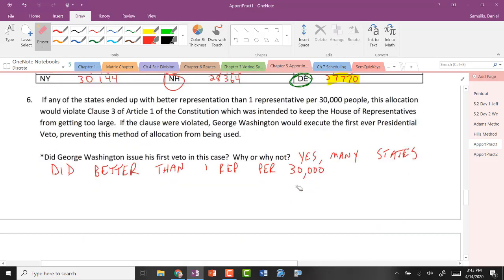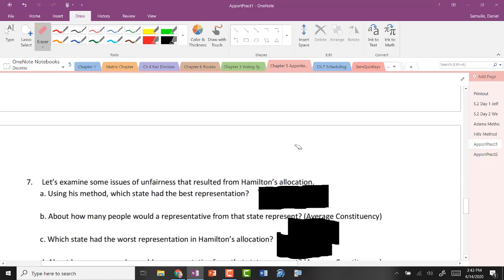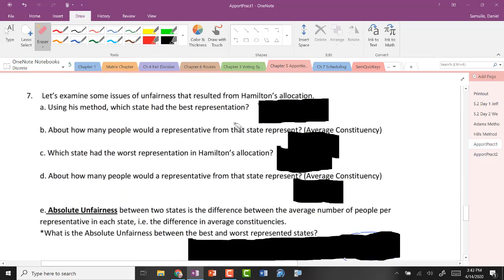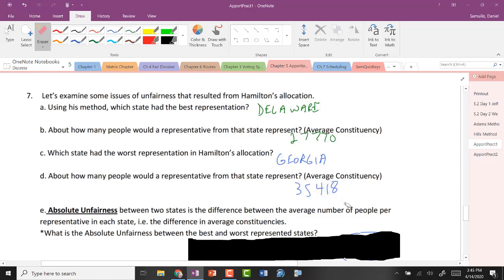All right. So going through the next page, which kind of gave this away, using this method, which state had the best representation? So flipping to the third page, let's examine some issues of unfairness that resulted in this Hamilton's allocation. We just said that the state that had the best representation was Delaware, because one representative for 27,000 and change. And which one had the worst, which we just said was Georgia, because they had one representative for 35,000.